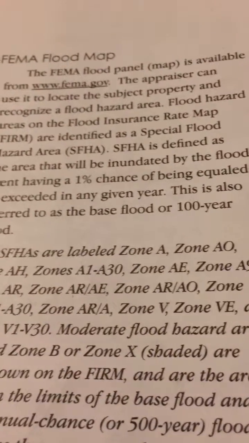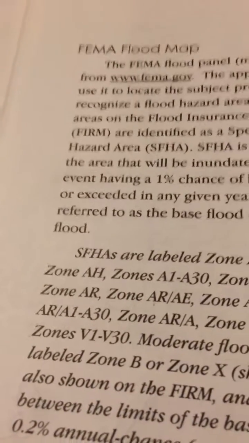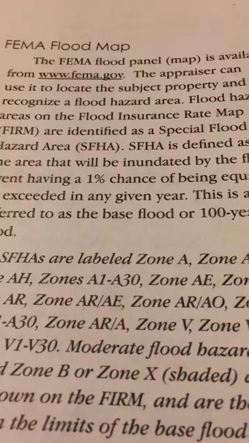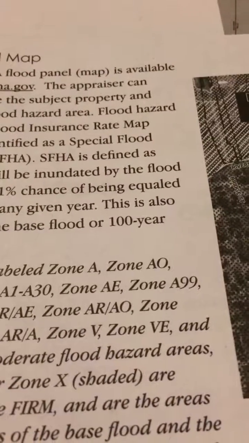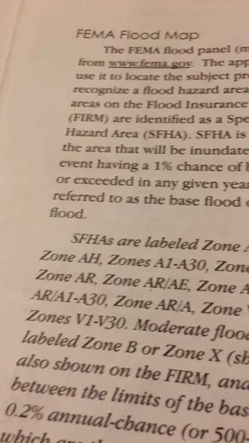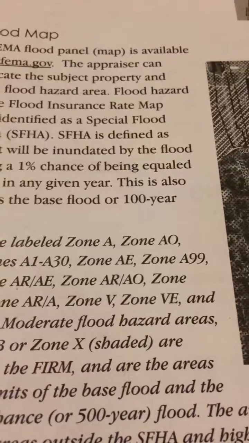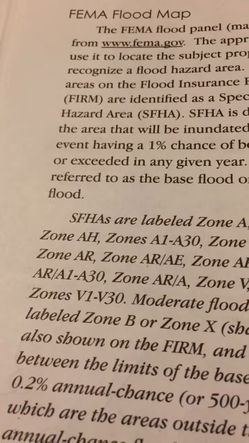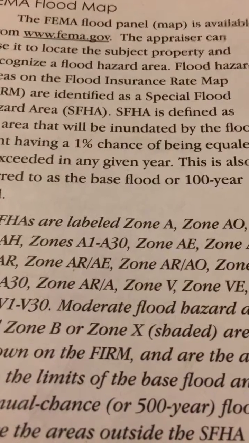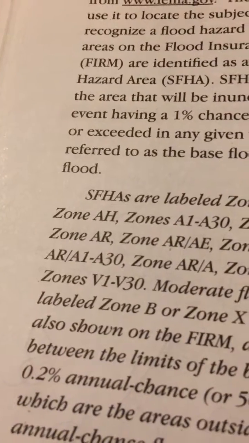SFHAs are labeled Zone A, Zone AO, Zone AH, Zones A1 through A30, Zone AE, Zone A99, Zone AR, Zone AR/AE, Zone AR/AO, Zone AR/A1 through A30, Zone AR/A, Zone V, Zone VE, and Zones V1 through V30.